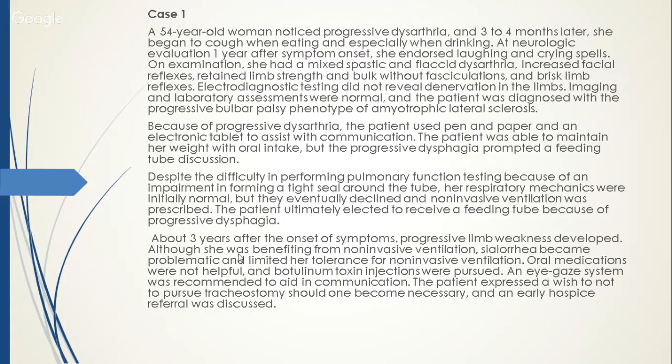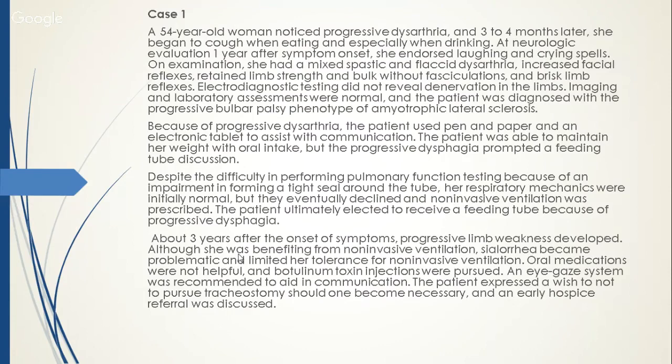The patient was diagnosed with the progressive bulbar palsy phenotype of ALS. Because of progressive dysarthria, the patient used pen and paper and an electronic tablet to assist with communication. The patient was able to maintain her weight with oral intake, but the progressive dysphagia prompted a feeding tube discussion. Despite difficulty in performing pulmonary function testing because of an impairment in forming a tight seal around the tube, her respiratory mechanics were initially normal. They eventually declined, and non-invasive ventilation was prescribed. The patient ultimately elected to receive a feeding tube because of progressive dysphagia.